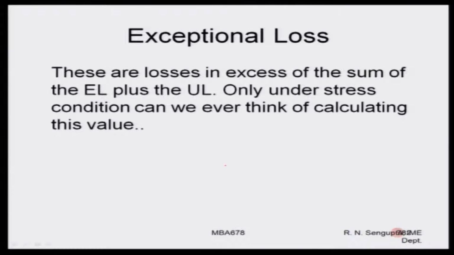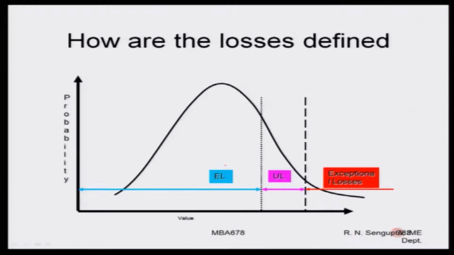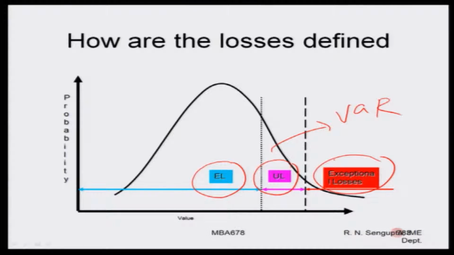An exceptional loss is the loss in excess of the sum of the EL plus the unexpected loss, which is VaR. Only under stress conditions can we think about how to calculate the exceptional loss. So, with this diagram, let us consider EL is the expected loss, UL is the unexpected loss from where you will get the concept of VaR, and this is the exceptional loss which is over the VaR.